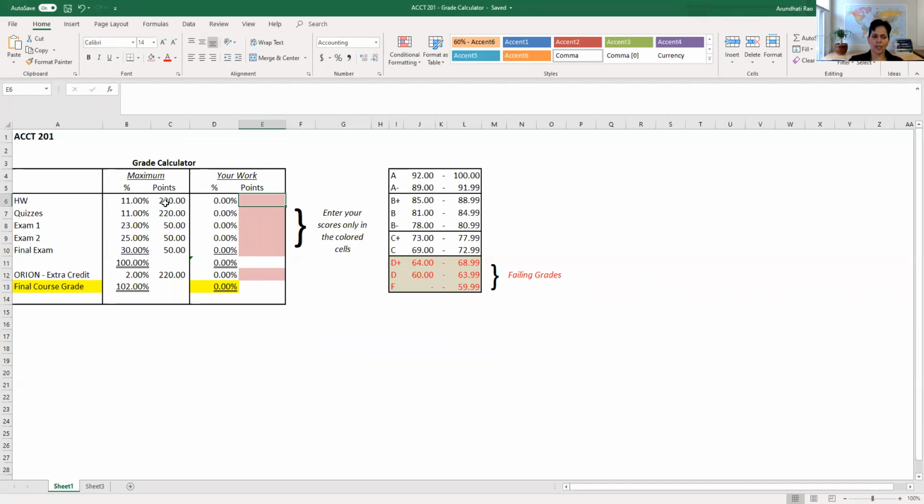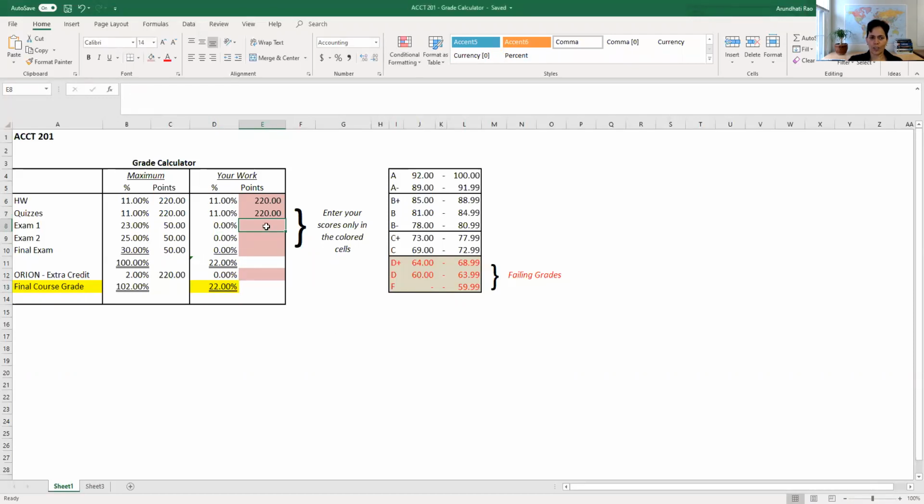Each homework assignment is worth 20 points, which is 1% of the grade. As soon as you're done with chapter 1, you earn 20 points, and you earn 20 points for each of the assignments. You've already earned 2% towards the final grade. Obviously, by the end of the semester, I would like to see that you earned all 220 points for homework and 220 points for quiz.